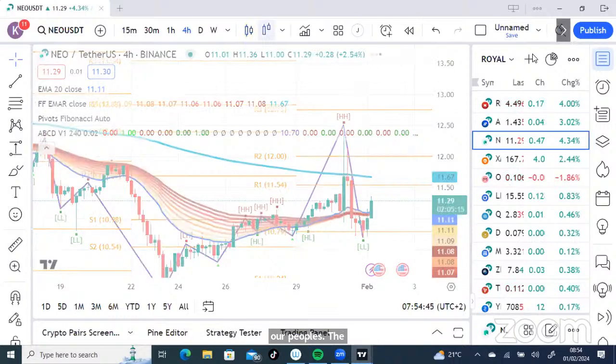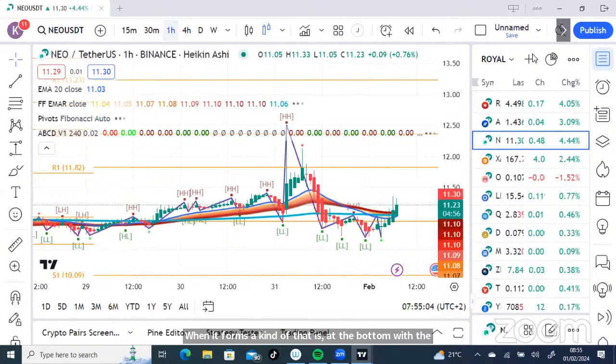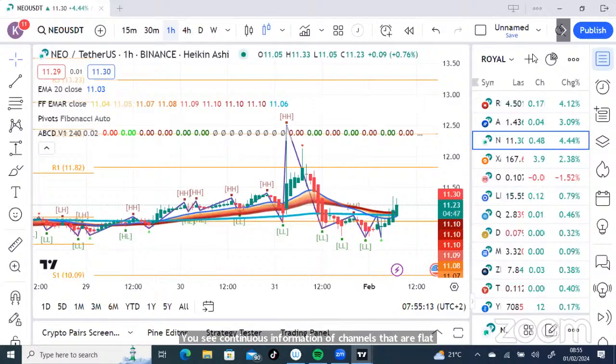Even if we change the Heikin Ashi candles, we said a market confirms an uptrend using the Heikin Ashi candle when it forms a candle that is flat at the bottom with a wick at the top. Let's see it in 1 hour for a better interpretation. You see continuous formation of candles that are flat at the bottom with wicks at the top. The candles are also trying to close above the 200 moving average, so many indicators are meeting at once above our pivot point, and so we are going to resistance 1.